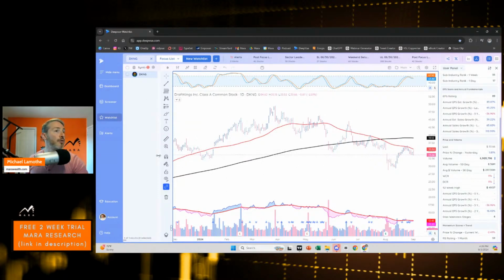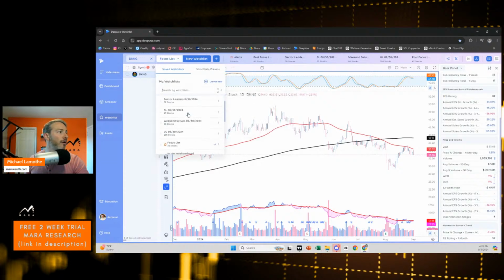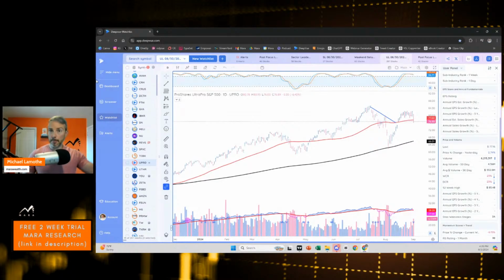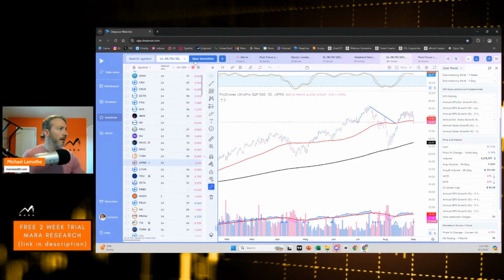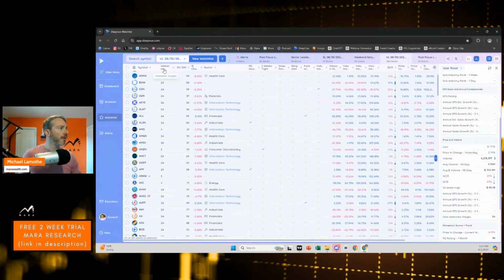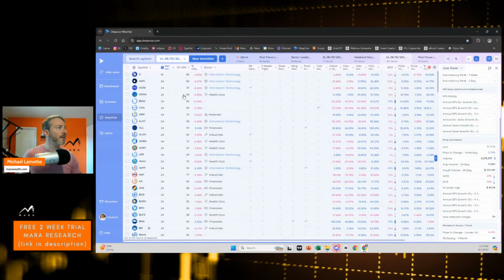Something else that's pretty cool, right? Because you have it in the data panel, but when I'm running my screens and building my watch lists, one of the things that I like to do is, after I've run my screens, I build what I call a universe list. It's all the stocks that I'm potentially interested in that fit my criteria. I'll come over to here and I will sort this list by stage analysis.